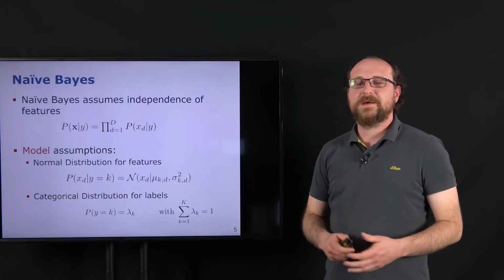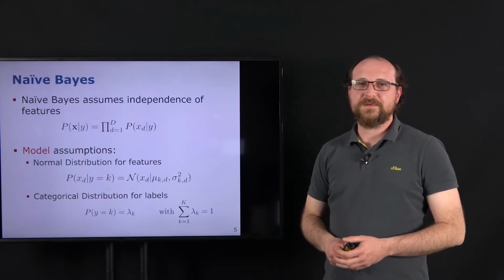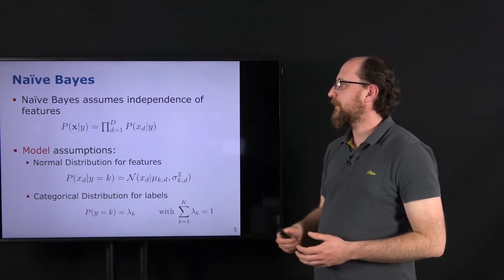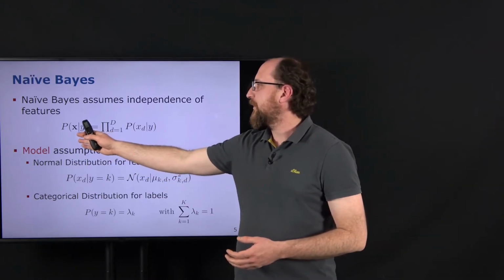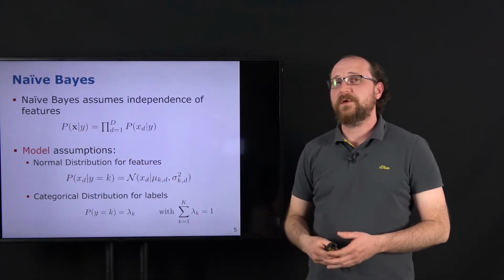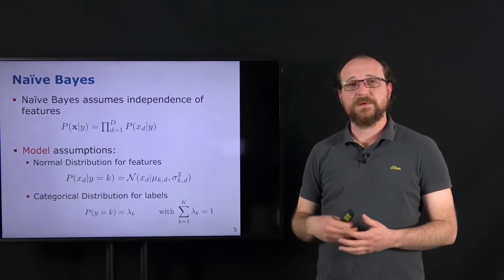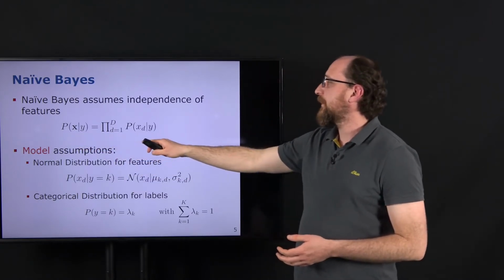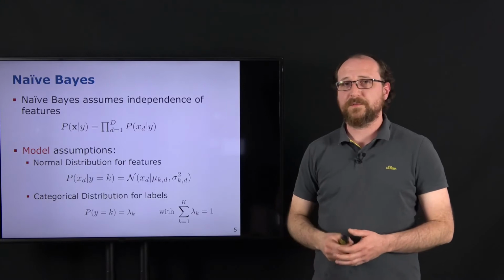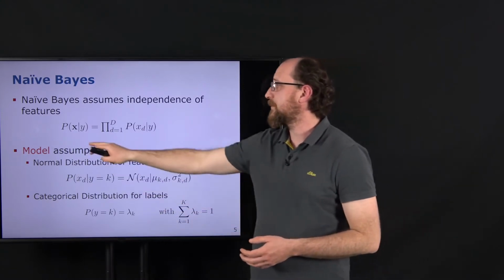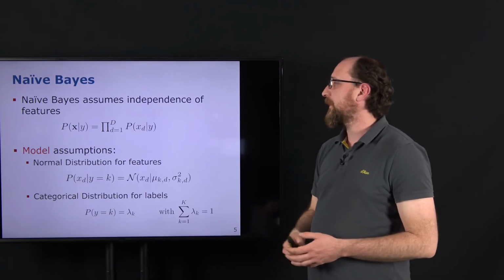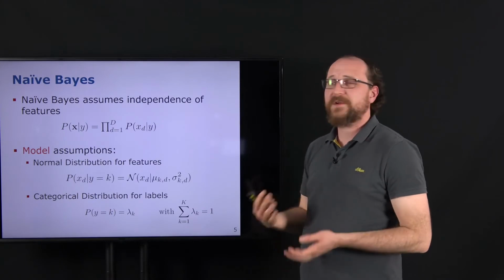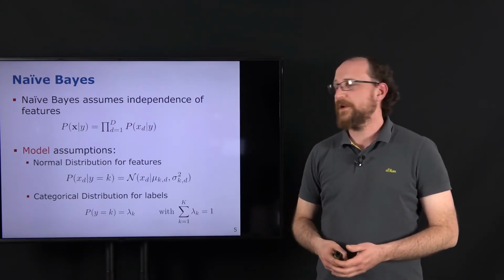In this case a very simple generative model is the naive Bayes model. In naive Bayes we make a specific assumption on the feature distribution, so on the distribution of P of x given y, and we assume that all the features are independent. By this independence assumption we can write this joint probability over P of x as a product of probabilities for each individual feature. You will note that here is a bold x and here is a non-bold x, so this is really one specific scalar.